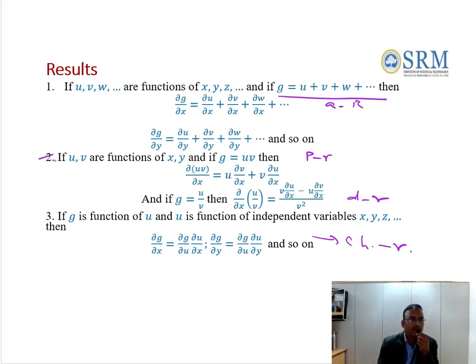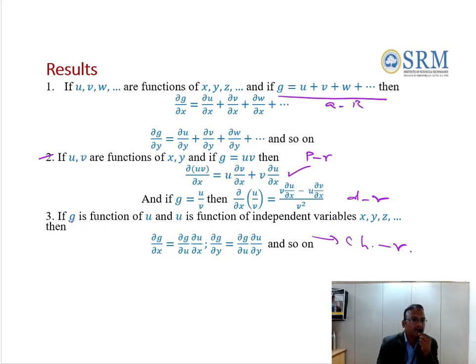If u, v are functions of x and y, and if we define g which is equal to the product of u and v, that is uv, then ∂/∂x of uv is equal to u ∂v/∂x + v ∂u/∂x. This is called the product rule. And the division rule is, if g is equal to u/v, then ∂/∂x of u/v is equal to (v ∂u/∂x - u ∂v/∂x) divided by v squared.